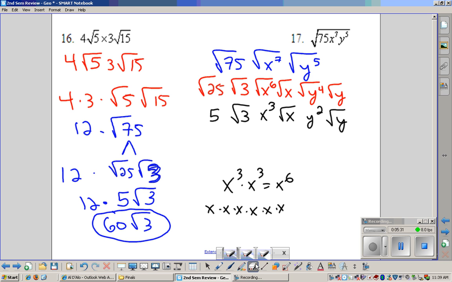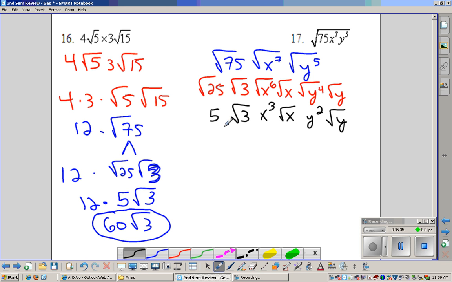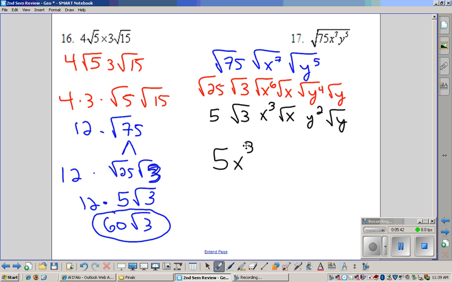Okay? So now we clean all that up and get a final answer. So 5 times x cubed, and all this other stuff you're unable to square root, so we'll put it all underneath the radical. And that's the final answer.